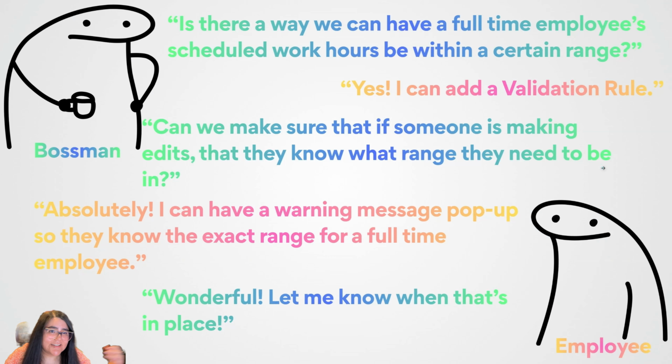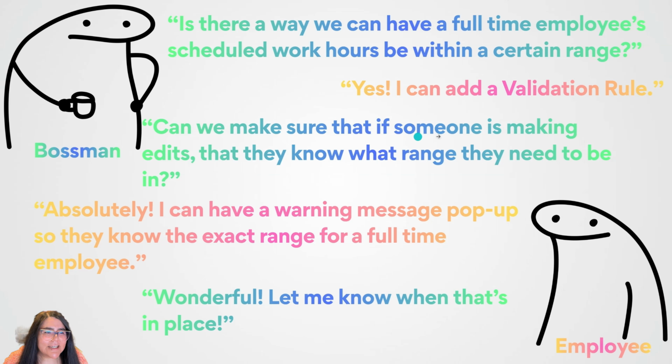Your boss comes to you and says, hey, is there a way we can have full-time employees' scheduled work hours be within a certain range? Because maybe you have a dynamic workforce and people are confused about what a full-time employee's hours should be in the system. So you're like, oh yes, of course, I know of a way to do this. We can use validation rules.